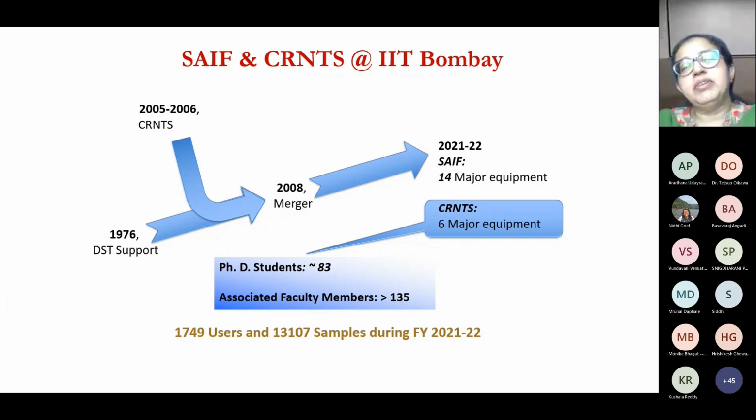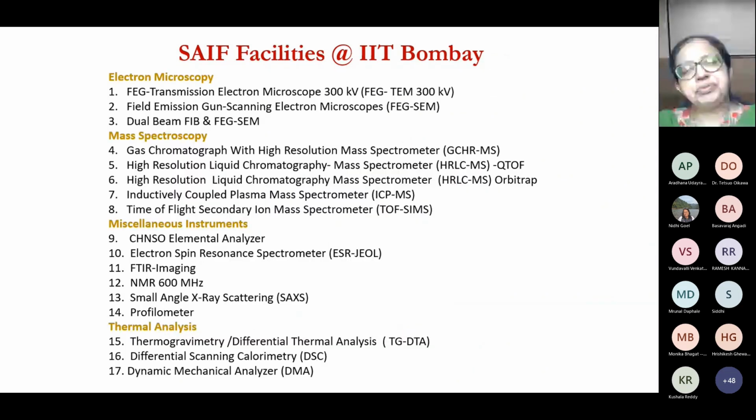And currently, we have a large number of sophisticated instruments here in SAIF CRNTS IIT Bombay. And we also have PhD students. Currently, there are around 83 PhD students who are guided by faculty members across the institute. And we handle samples from all over India. And these are some of the numbers that are indicated here for the financial year 2021-22.